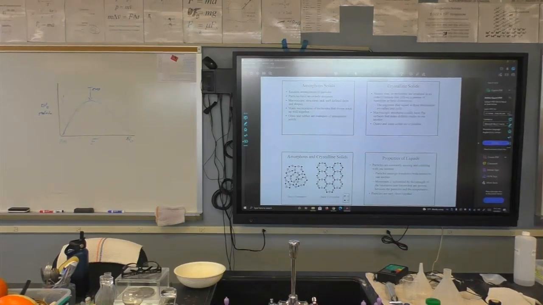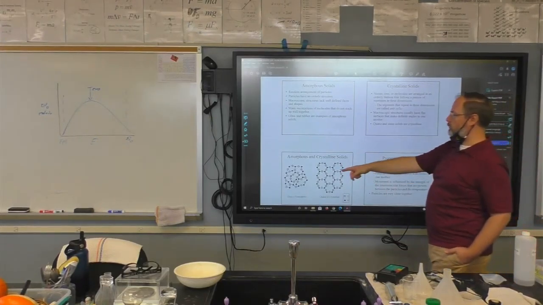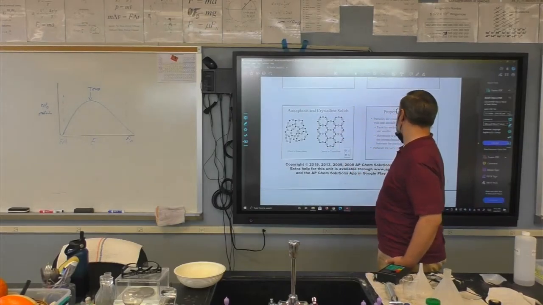I love 3D printing. I can use it with. Okay, so there's your amorphous solid. Glass is amorphous. Quartz is crystalline.